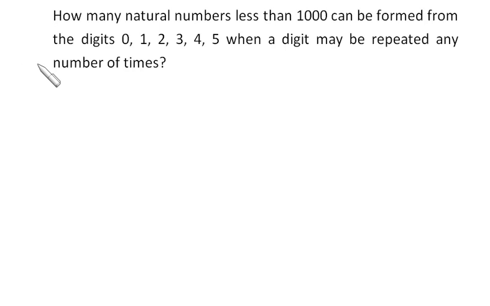Now let's see this question. How many natural numbers less than 1000 can be formed from these digits when a digit may be repeated any number of times? Now friends, we have to calculate 1-digit numbers, 2-digit numbers and 3-digit numbers as well, right? Because the number should be less than 1000, but there is no restriction on the number of digits, right? So 1-digit number, 2-digit number and 3-digit number, right? Now I choose 3 places. Okay. Now at the first place, 1, 2, 3, 4, 5, 6. I have 6 choices, right?